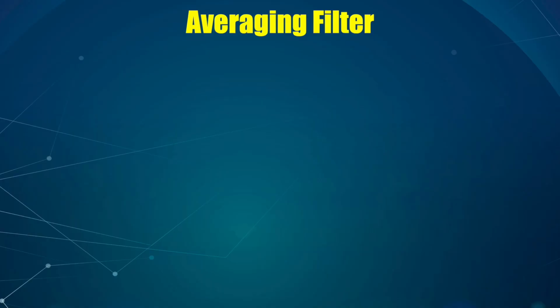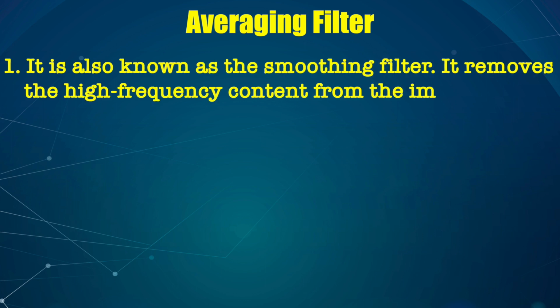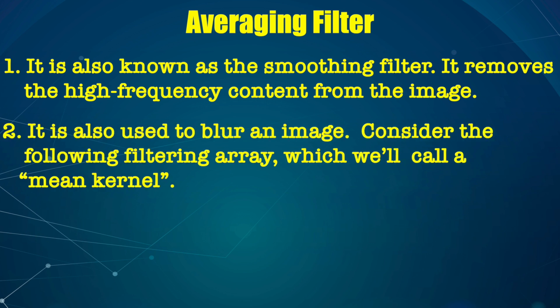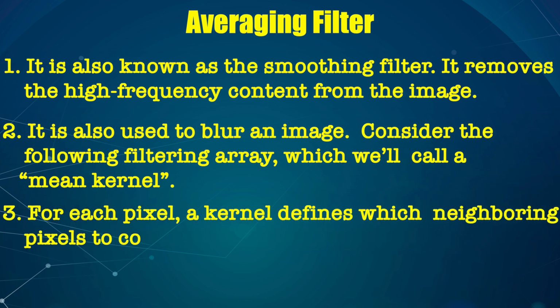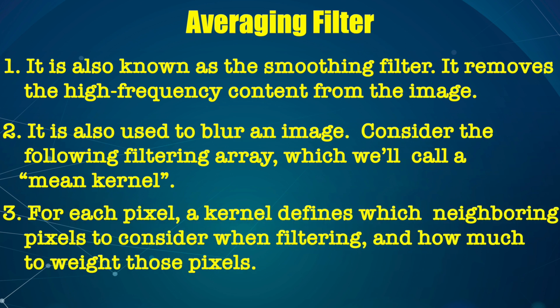In the averaging filter, we use the average of the nearby pixels. This filter is also called a smoothing filter. It removes the high frequency content from the image. It is also used to blur the image. Therefore, it is called a smoothing filter or blurring filter. Consider the following filtering array. We will call it the mean filter coefficients, and for each pixel the filter coefficient is defined by the neighboring pixels considered when filtering, and how much weight is given to those pixels.